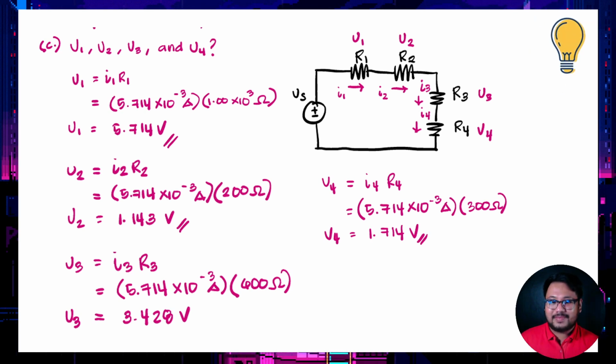Here's a trick. How will you know if your answer is correct? You add your V1, V2, V3, and V4 all together. It will be approximately equal to our Vs, which is approximately 12 volts. And that's what we call Kirchhoff's voltage law. More of that when you go to your basic electronics or circuit theories.